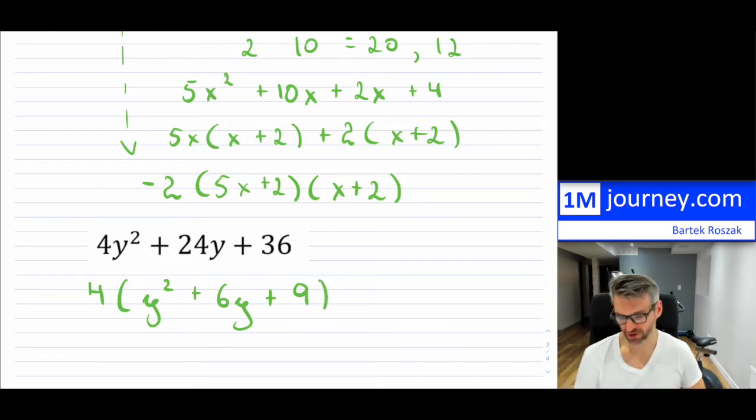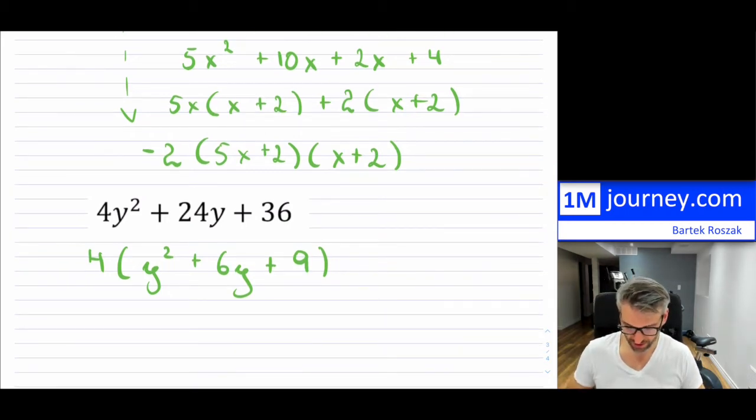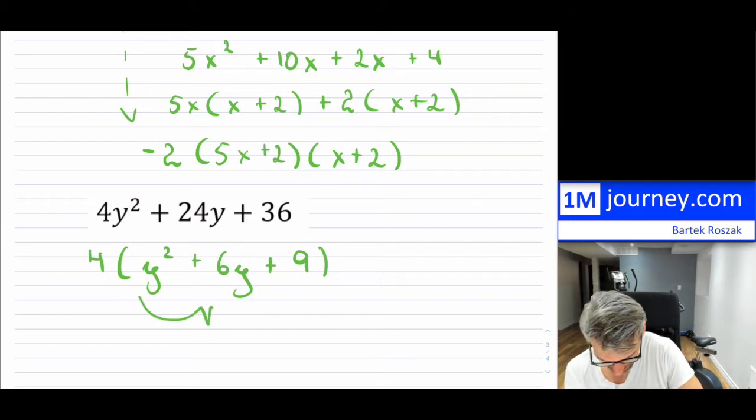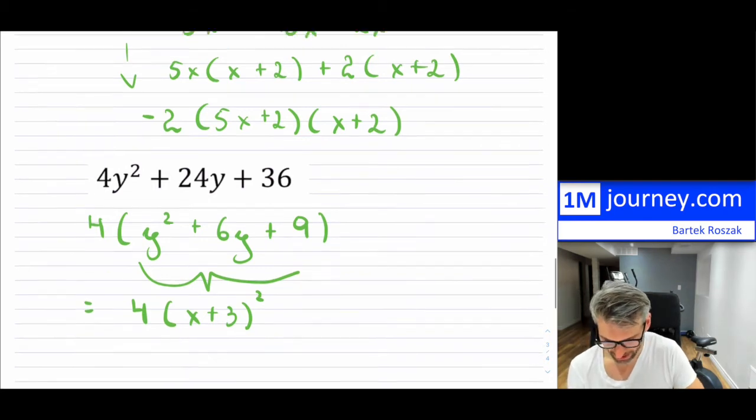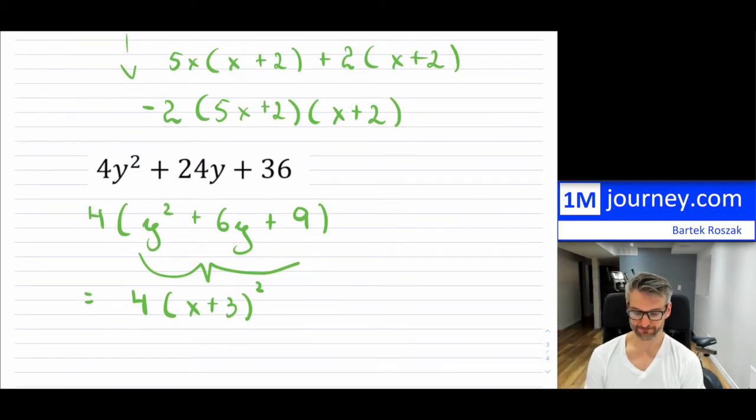All right, well then this one is much simpler. This looks like a perfect square, and because it's 9, that's correct, it is a perfect square. Because if you take the square root of 9, notice that it is 3. And 3 plus 3 is 6, right? So this thing is a perfect square. So it's going to be y plus 3 squared, and then don't forget the 4. And that's the factored form for that. Perfect. All right, so that's another question knocked off.